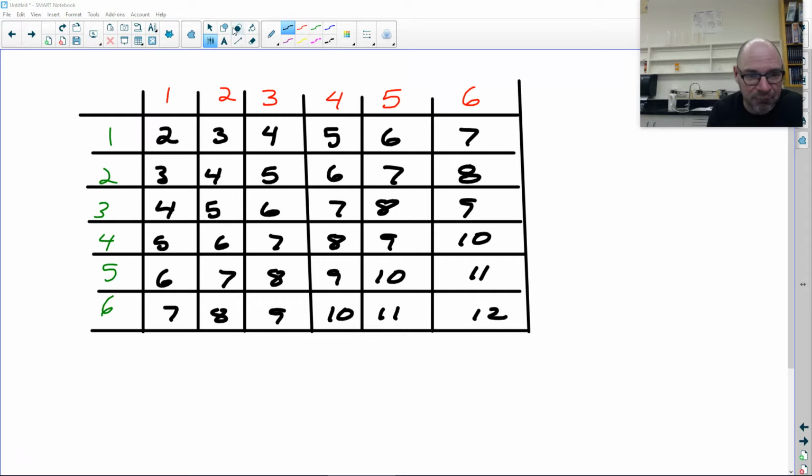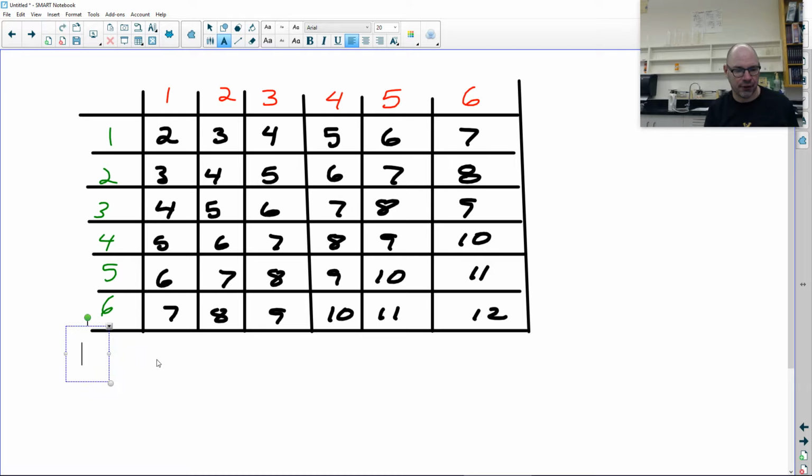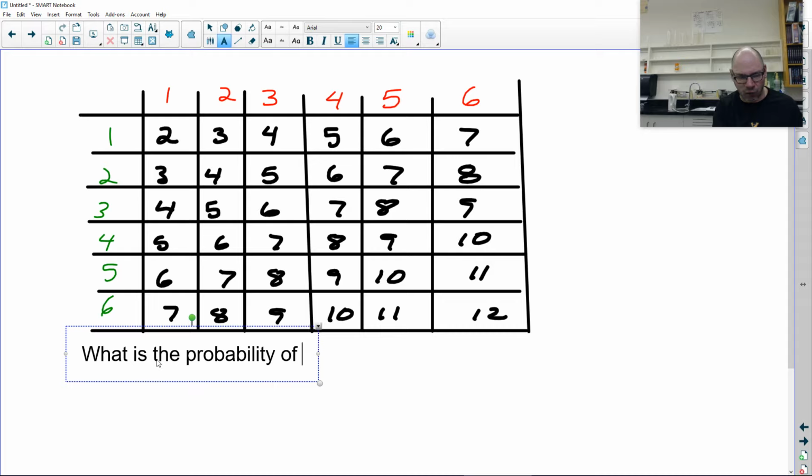Okay, so let's do some examples. What is the probability, we're talking theoretical probability, of rolling doubles on 2 6-sided die?